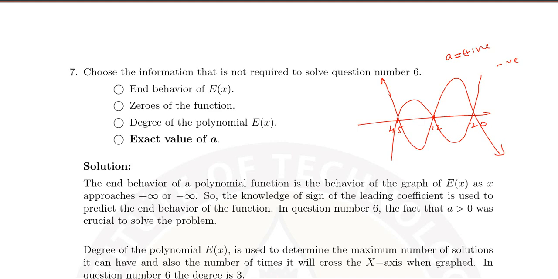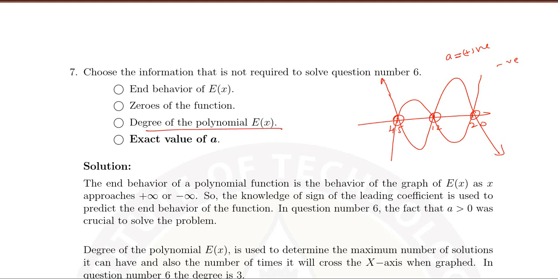Zeros of the function is again an essential thing in order to plot the graph, because the data was already given like 4.5, 12 and 20, this data was exploited to plot this graph, and this is very informative in terms of knowing where the x-intercept lies, and it becomes very critical to determine our answer. So again zeros of the function will be very much essential.